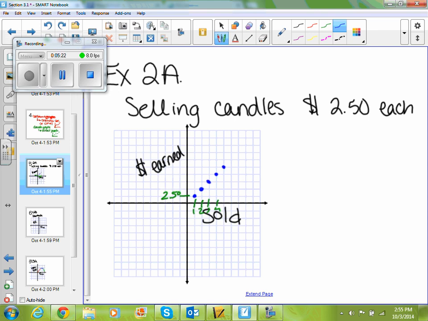And then we just keep going up by $2.50 every time, right? Until we sold all 10 candles. Those are the points, something like this. Okay, so then what type of graph is that? Perfect. Because it's a bunch of distinct points, it's a discrete graph. So think about continuous being connected lines, C and C, and discrete being distinct points, D and D. Okay, the words sort of go together.